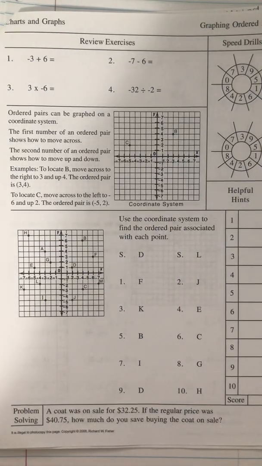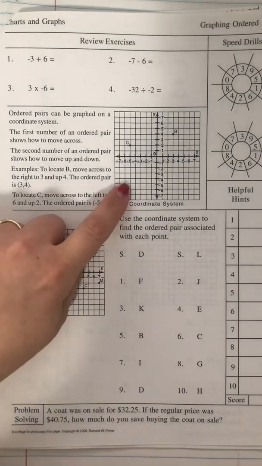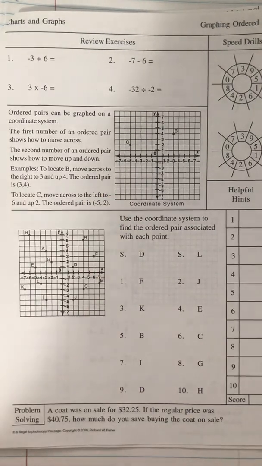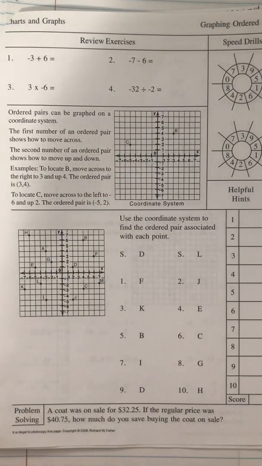So we are continuing to plot points on graphs. We have been plotting them on number lines, but today we're going to go a step further and plot ordered pairs. And I'm going to show you what that means on a big coordinate system, a graph. So after you complete your simple review exercises, I'm going to explain these directions. So let's read them first so we don't miss anything.